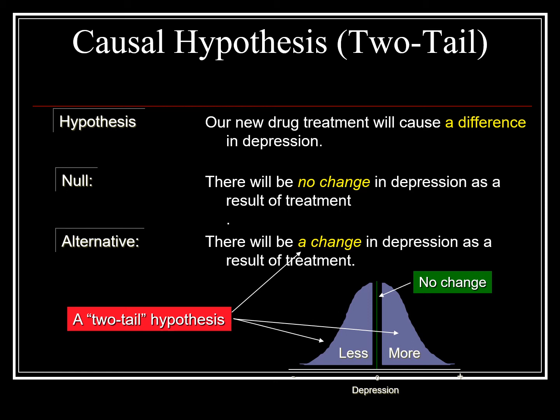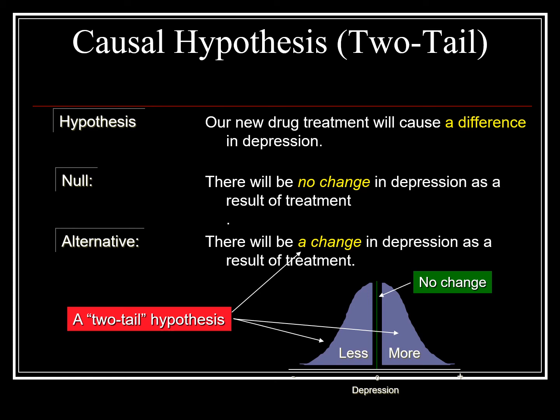Again, our null hypothesis has to be mutually exclusive, and it has to be exhaustive. So it's going to be, there is no change, no positive or negative. So basically our alternative hypothesis is a two-tailed hypothesis. There's simply going to be a change. And our null hypothesis in this case is in the middle, just no change.